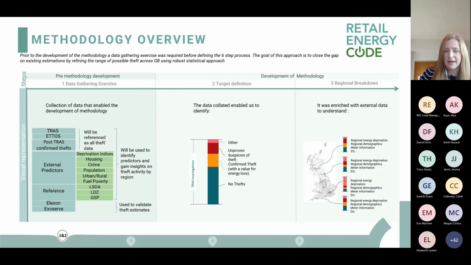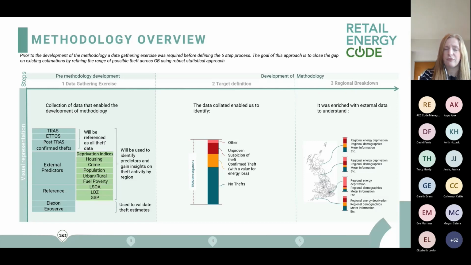So taking the data that we had, this allowed us to build up a view, to create a base of no thefts, unproven suspicion of thefts and confirmed thefts for each region. And we were able to get this view to break down across regions, and then, as I say, we enriched it with the predictor data.